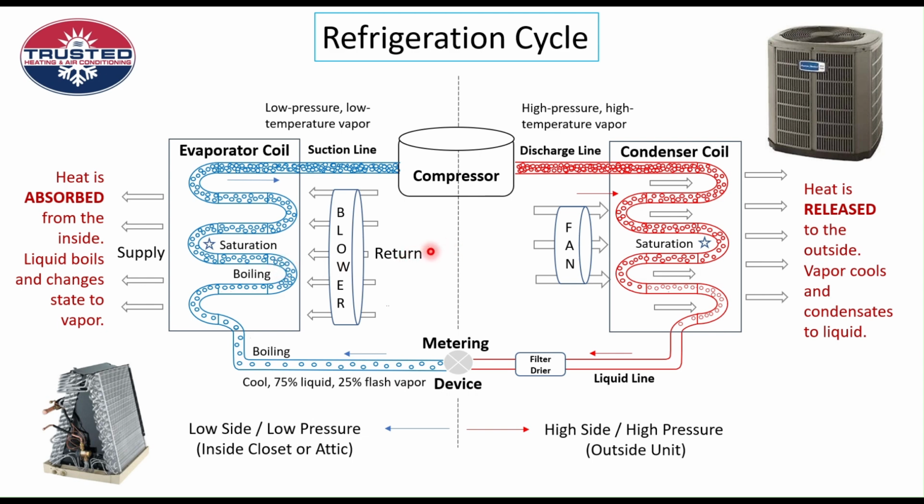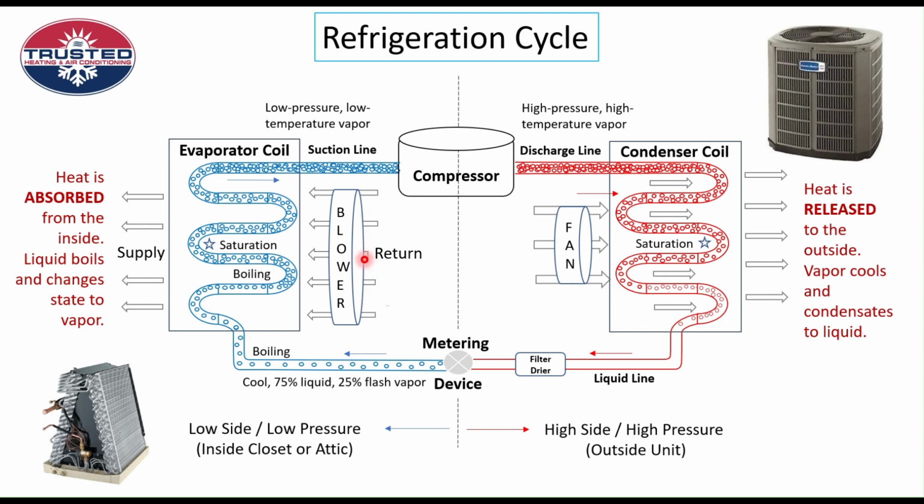This is the return, probably a register. It could be in your floor, could be in a wall, could be in a ceiling. And this is the air that is coming into the unit, the air conditioning system. And you probably have a filter right here. So wherever you change your filter, this is where the return is.